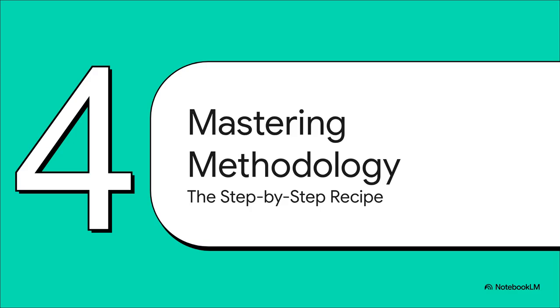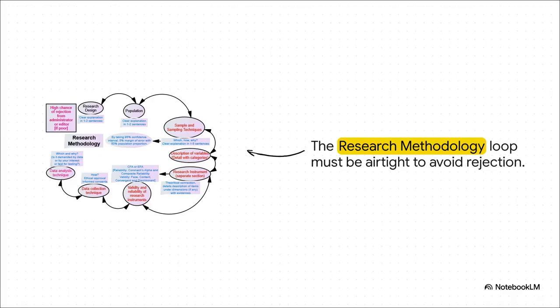Number 4. Mastering the methodology. All right, this is the engine of your research, the research methodology loop. We start out with a crystal clear 1 to 2 sentence research design. Then, we move into defining our population. Again, super clearly. From there, the loop takes us down into our sample and sampling techniques, where we have to ask which ones, how, and why.